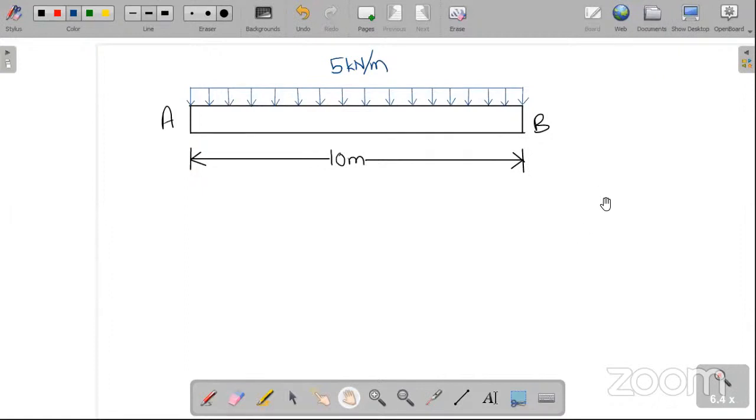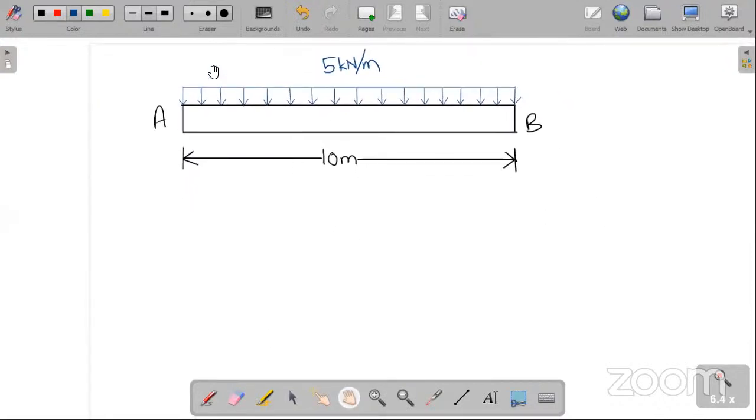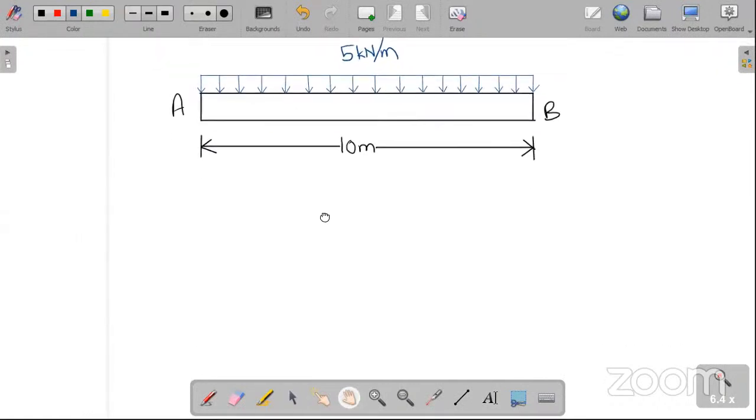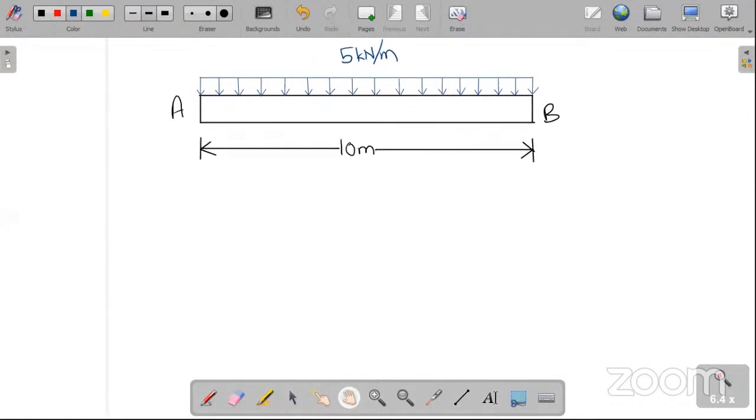So let me make it very simple and clear to all of you how to deal with this. You don't have to use any kind of formula. Just see what I'm doing. I'll make it easier and simpler for you, just like any other question. So what we'll do is draw the free body diagram of this whole beam, and it will be like this.